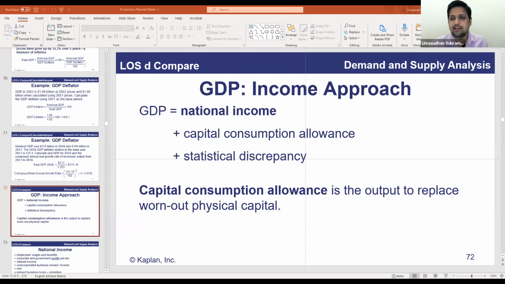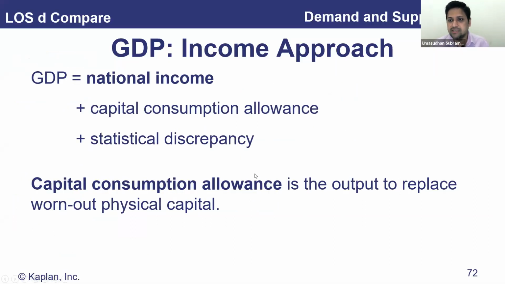In yesterday's discussion, we spoke about the calculation of GDP, the gross domestic product of an economy, based on production or expenditure approach. And today we're going to talk about how we calculate GDP based on the income approach.